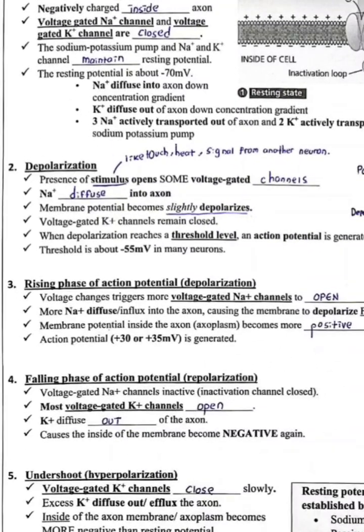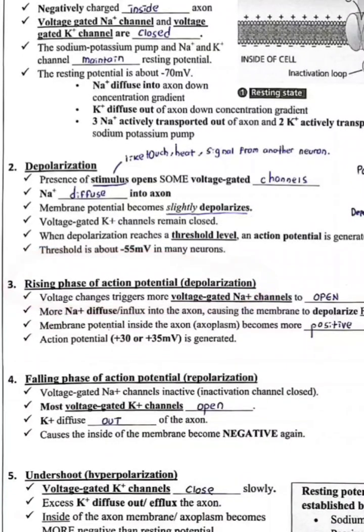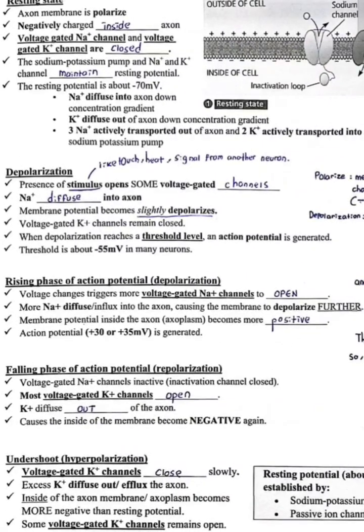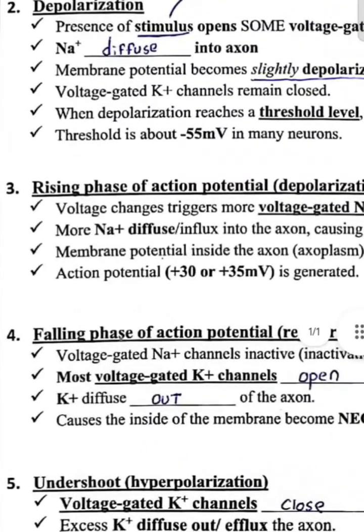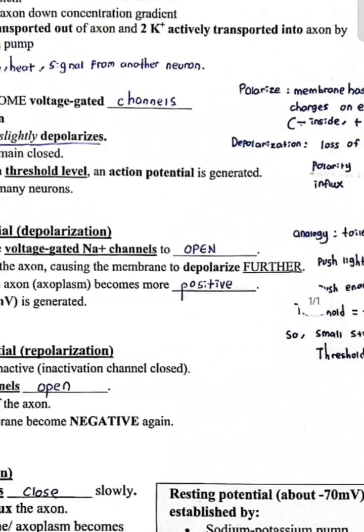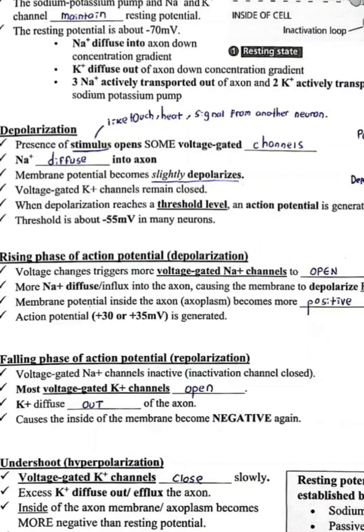And the next one is the rising phase of the action potential, depolarization. When the voltage changes, it triggers more voltage-gated Na+ channels to open. So more Na+ will diffuse into the axon, causing the membrane to depolarize further. Then the membrane potential inside the axon, or axoplasm, will become more positive. So the action potential is generated.